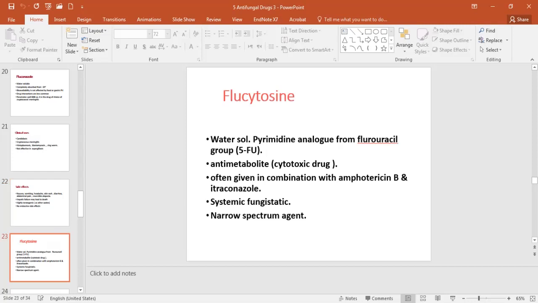Flucytosine is a water soluble pyrimidine analog from the fluorouracil group, maybe you remember it from chemotherapy as a cytotoxic. It's an anti-metabolite, cytotoxic drug. It's often given in combination with amphotericin B and itraconazole. It is systemically fungistatic and it has a narrow spectrum effect.